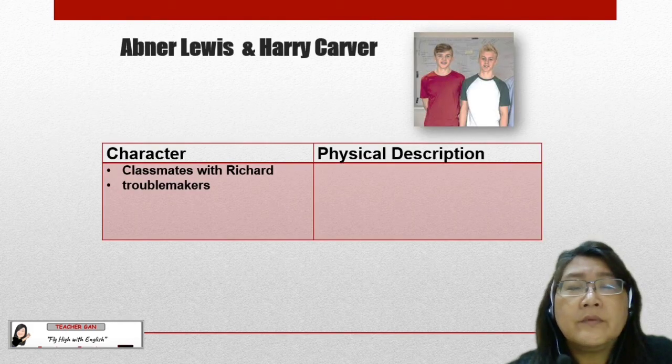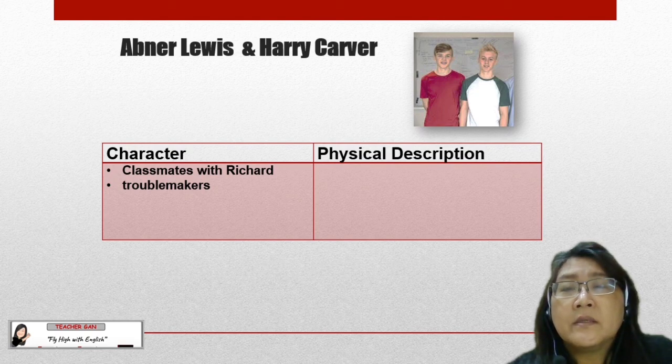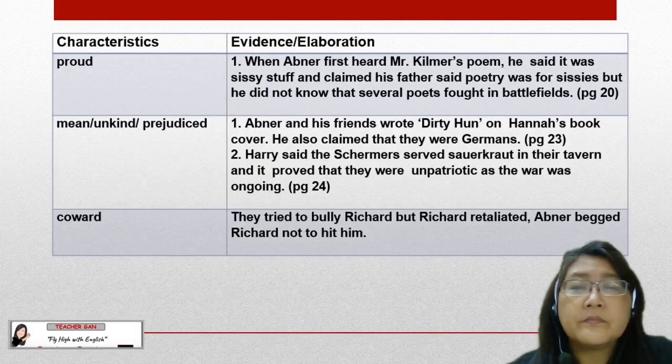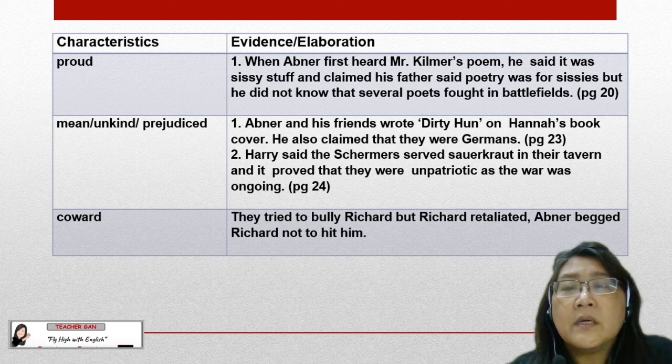Let's look at Richard's classmates. Abner, Louis, and Harry Harver. They are Richard's classmates and they are troublemakers. These are the negative characteristics of both of them. First, they are proud. Evidence: when Abner first heard Mr. Kilmer's poem, he said it was sissy stuff and claimed his father said poetry was for sissies, but he did not know that several poets fought in battlefields.